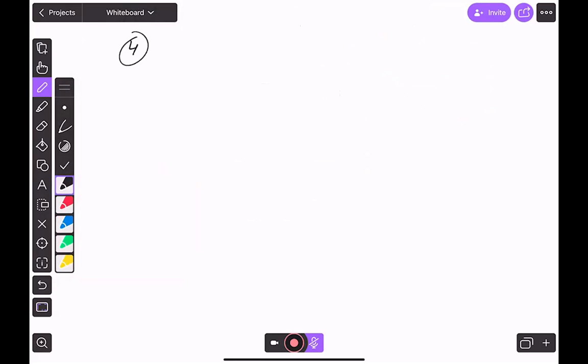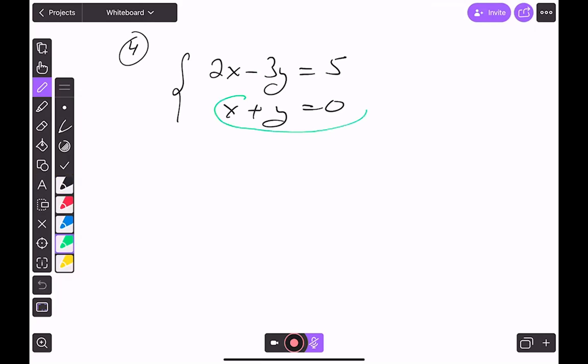And number 4 says solve by graphing. So you get 2x minus 3y is equal to 5, and then you get x plus y is equal to 0. Well, the second equation looks easier for me. I'll put this one over here to table values down. So table of values would be pretty simple for this guy over here. x, y, I'd say 0, 0. That's pretty simple. And then I would say 1, minus 1.